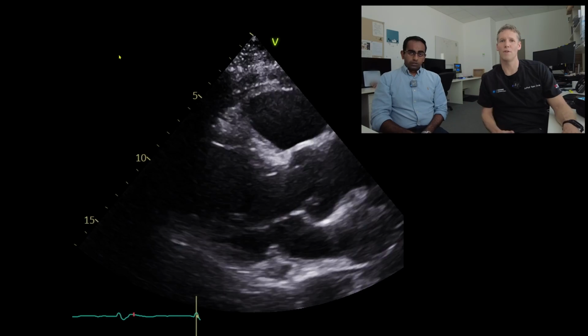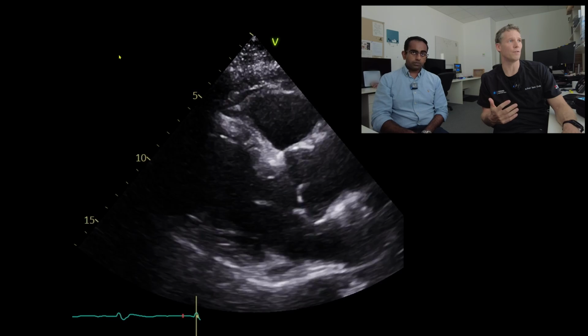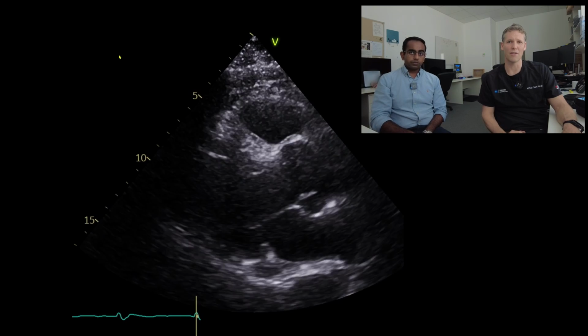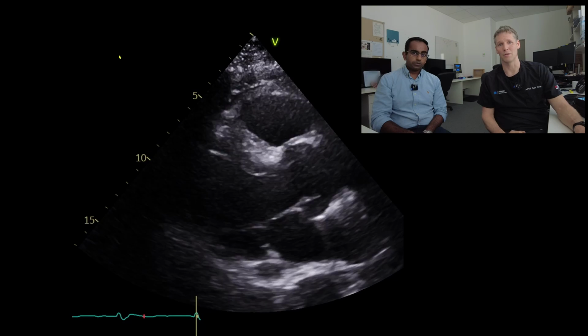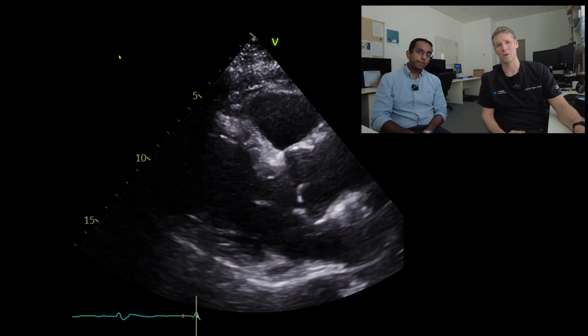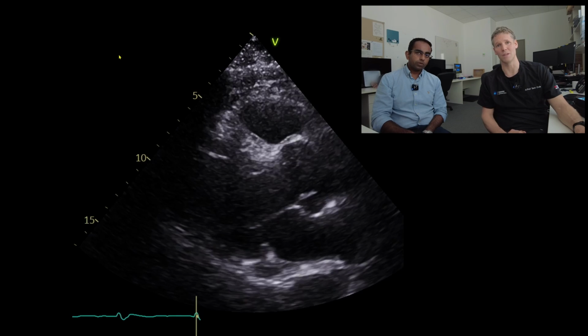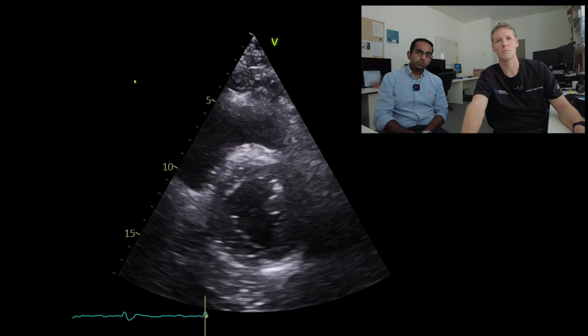Well, what we've also got is a follow-up echo of this guy that happened a few weeks later. Maybe just have a quick look at that and see if there's any changes. This is the follow-up echo that was done a few weeks later. I think we're still in the parasternal long axis view. I still think we've got some hypokinesis there in those basal and mid segments of the inferolateral wall.